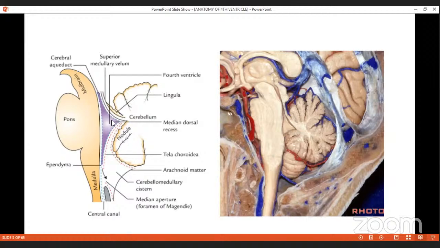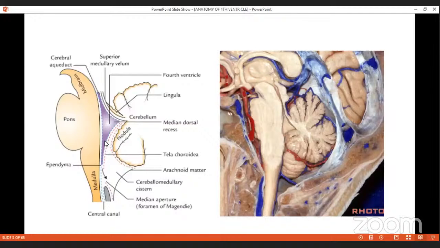and this forms the superior part of the roof of the fourth ventricle, whereas the inferior slope of the roof of the fourth ventricle is formed by two structures, the inferior medullary velum and the tela choroidea. So inferior medullary velum is again a sheet of white matter, whereas tela choroidea is basically the fold of the pia mater, which is projecting on itself from the cerebellar hemispheres. So this is the cerebellum, on it the pia mater runs, and then the pia mater projects on itself, forming the inferior slope of the roof of the fourth ventricle.